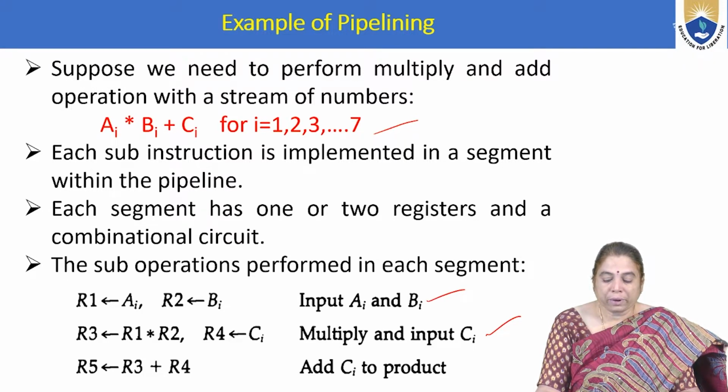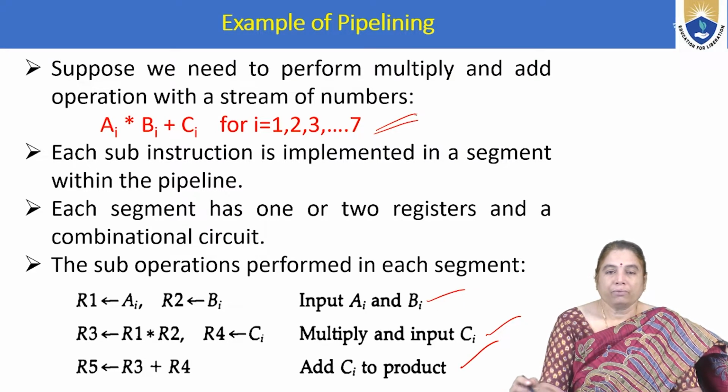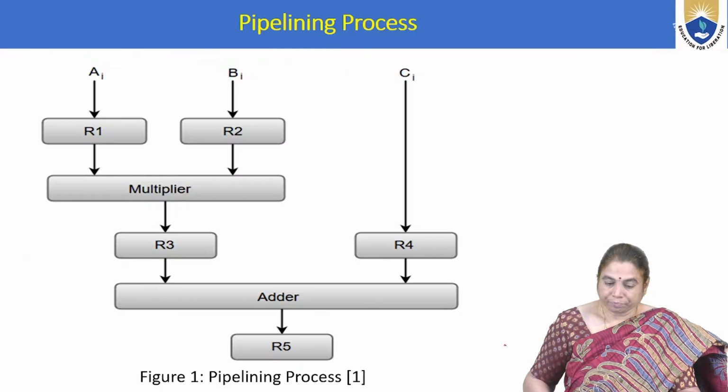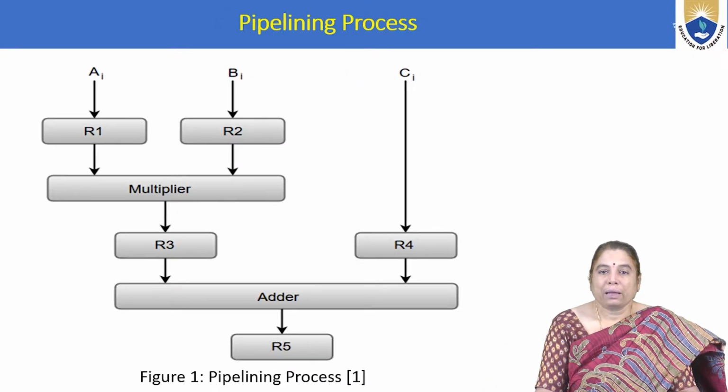This is the second segment operation. And the third segment operation is adding this product that is available in the register R3 with the register R4 value. So these are the three segments. The major task of A into B plus C can be divided into segment 1, segment 2 and segment 3. And how the pipelining process can be carried out.